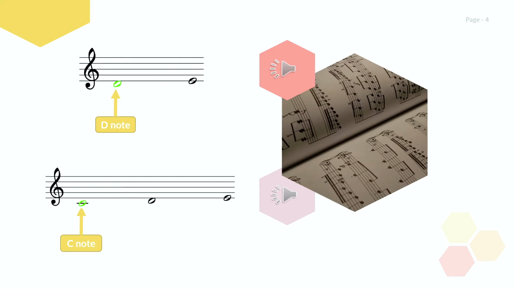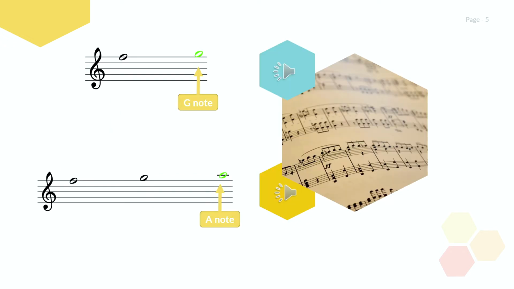The D note sounds like this and should be written like this. And the C note should be written like this and sounds like this. The G note sounds like this and should be written like this. And the A note should be written like this and sounds like this.